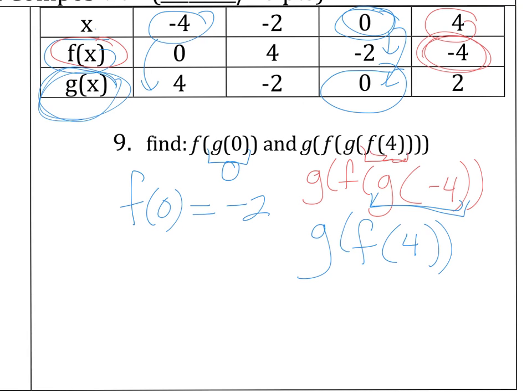And we're ending up finding f of 4, which we already found. F of 4 was negative 4. So instead of f of 4, I'm going to write negative 4. And in finding g of negative 4, which we've also found already, we find out that g of negative 4 is just 4. The answer to this is 4.